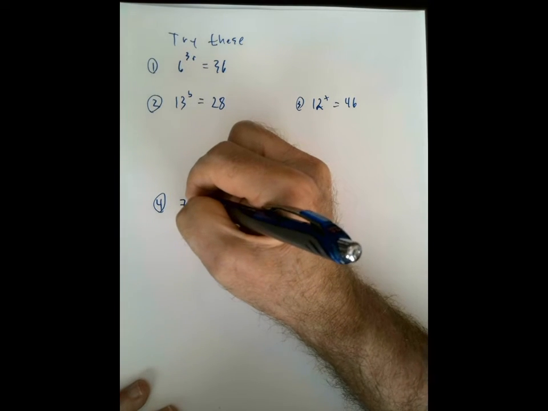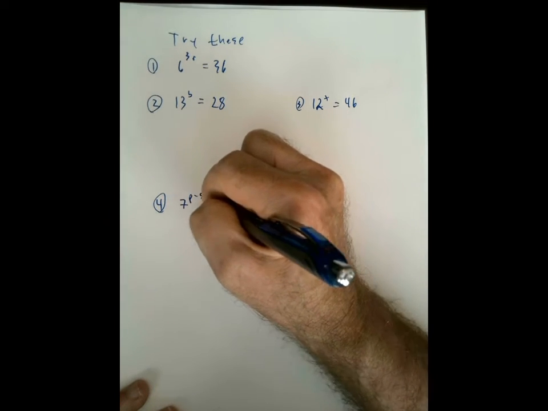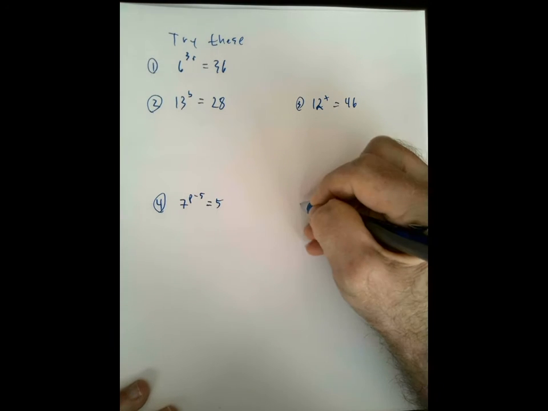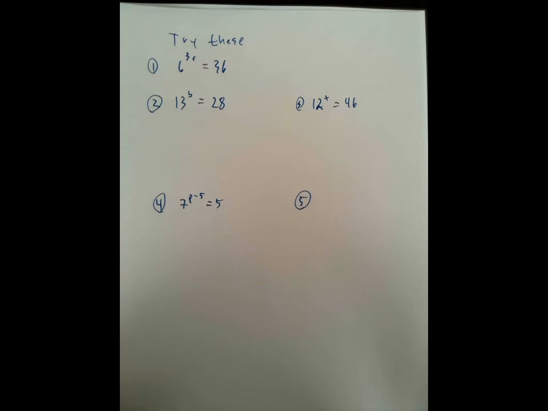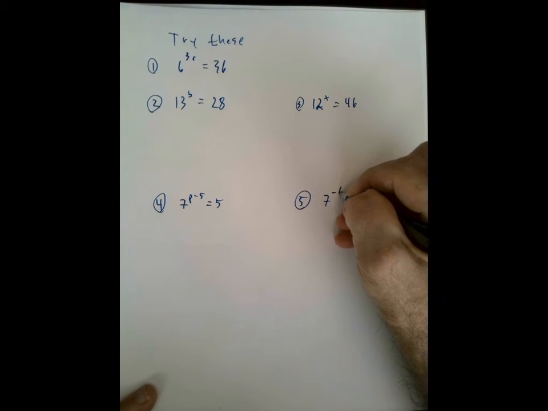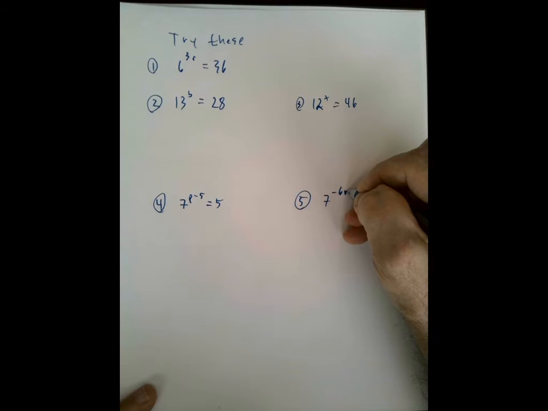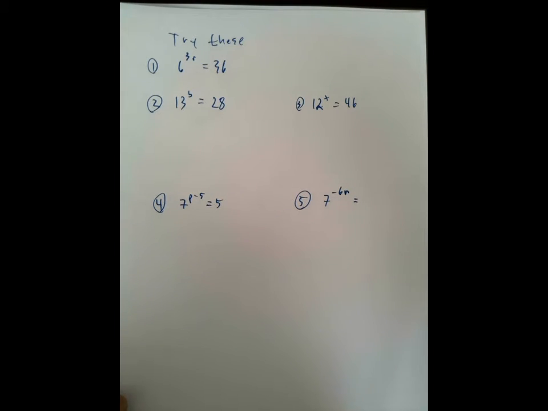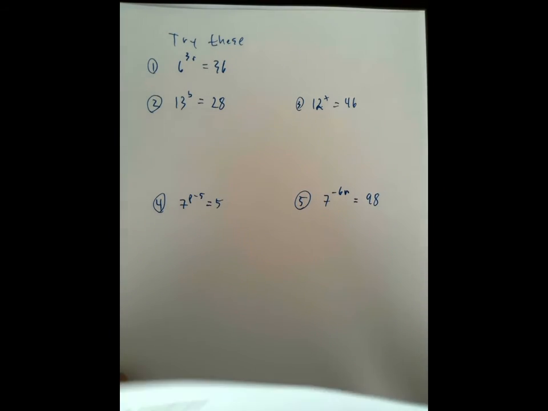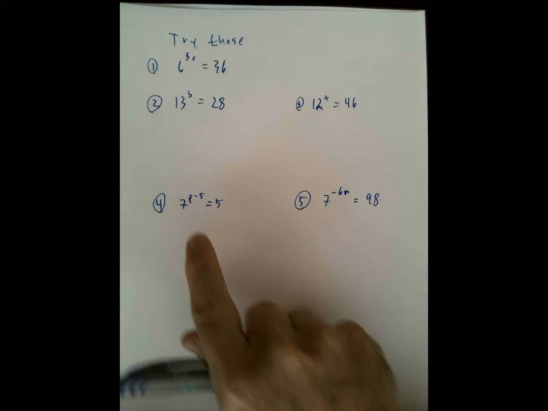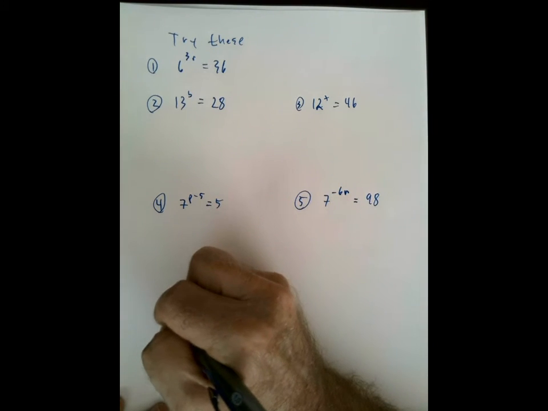7 to the p minus 5 is equal to 5. Try number 5 here. You can do 7 to the negative 6r, that's supposed to be an r there, equals 98. Okay? So try that one out. So try those 4. I'll put down a couple more here.